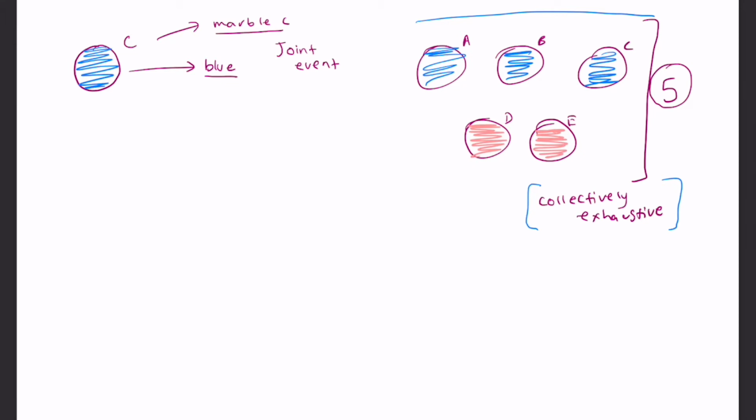If we just pulled out a blue marble with no concern for the letter that it has, then it would just be a simple event. Or if we were just concerned with the letter of the marble that we pulled out, it would also be a simple event. So it depends on what characteristic we are interested in at the moment.